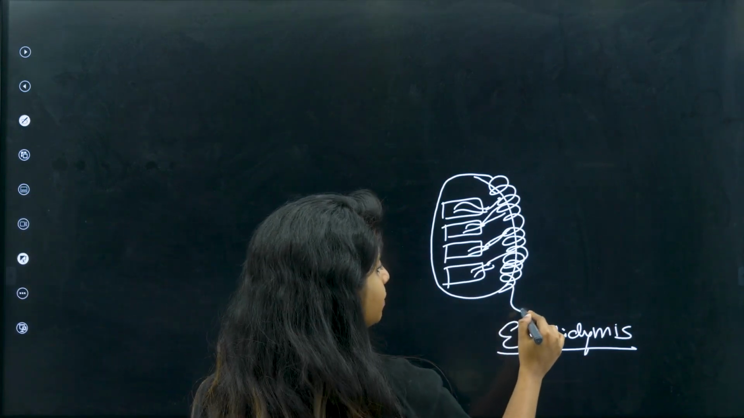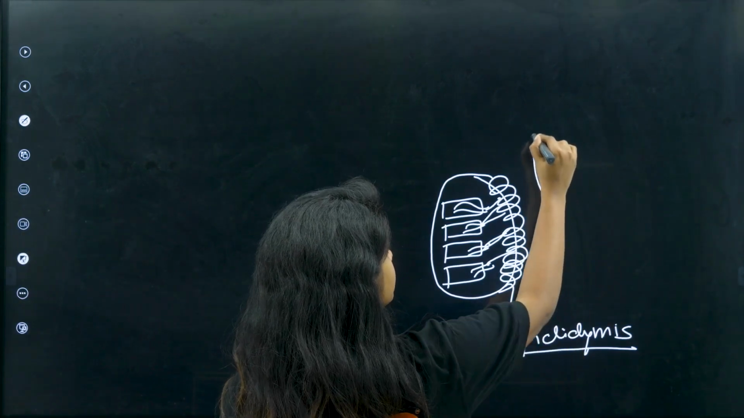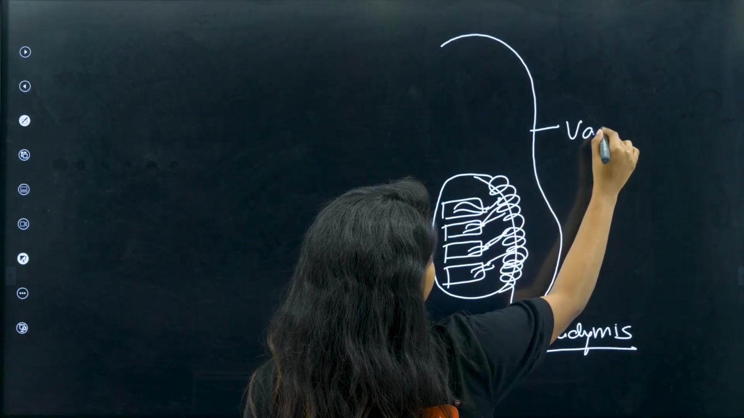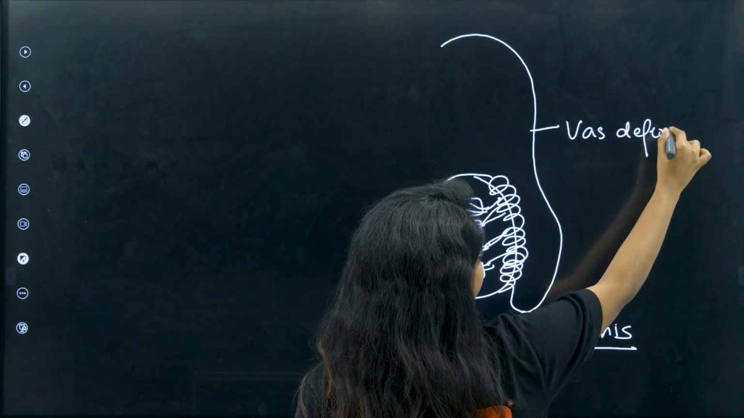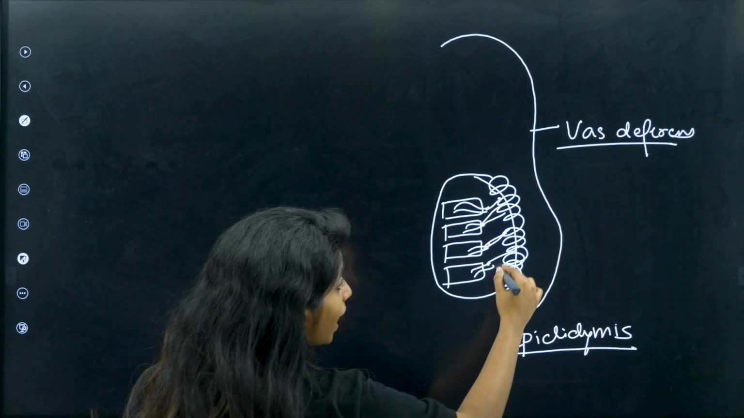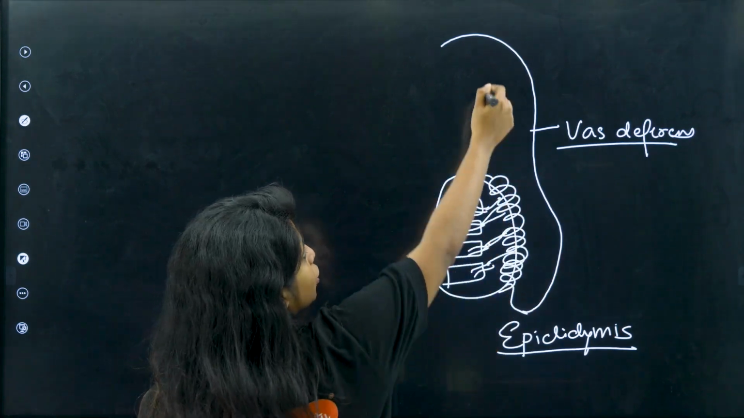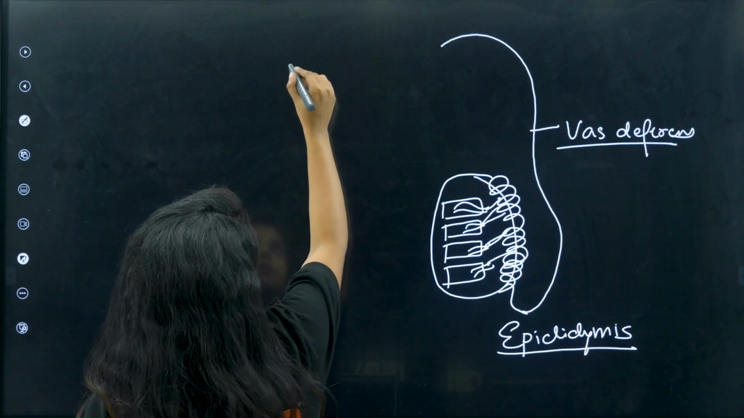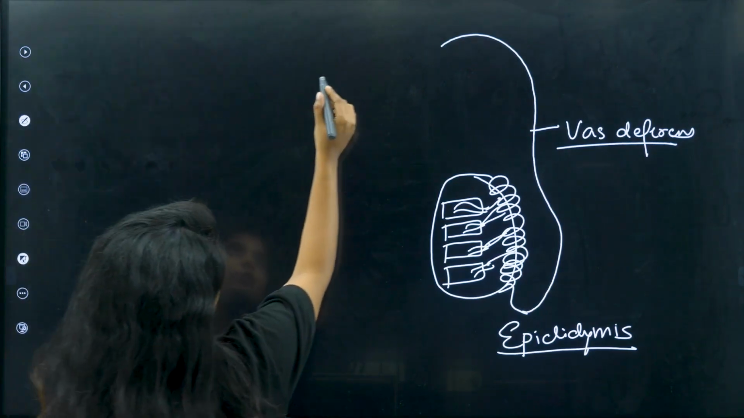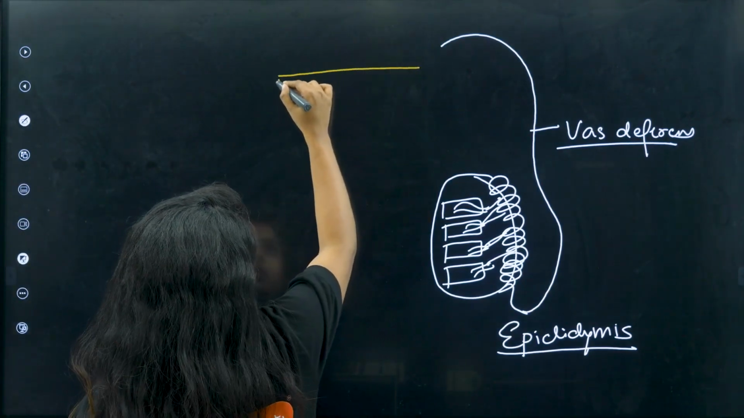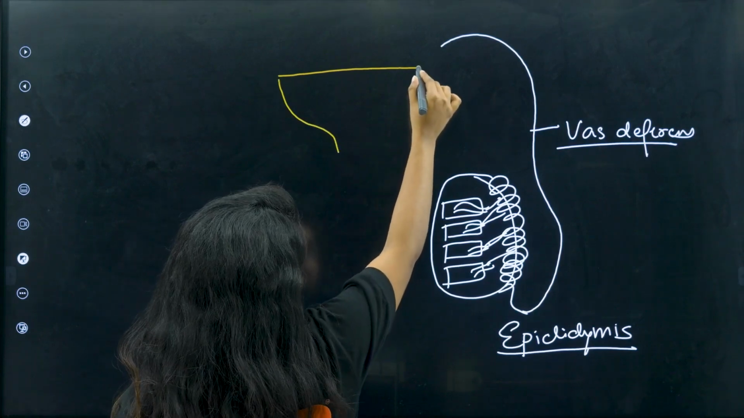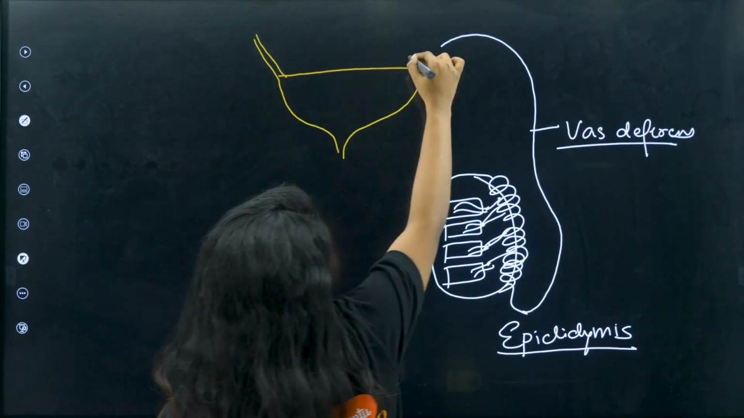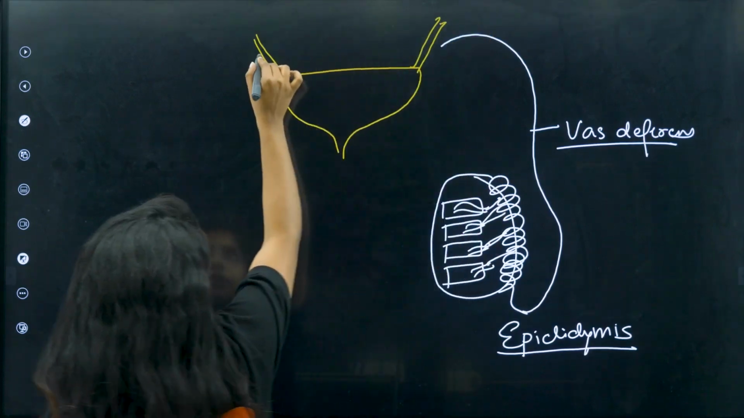Now this epididymis is going to connect to the vas deferens, which is going to carry the sperm which is made in the testis towards your penis. Over here there is the urinary bladder which comes in between. There is the urinary bladder, and obviously it is connected to the kidneys with the help of the ureter.